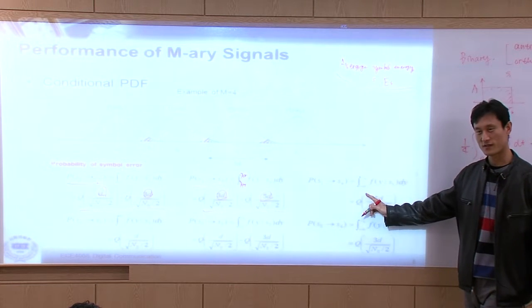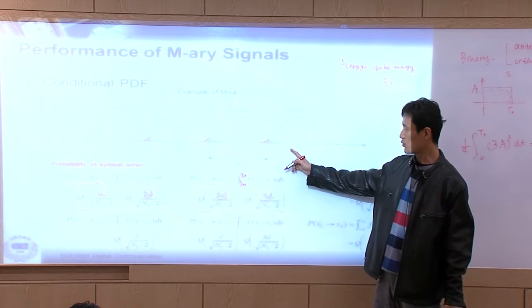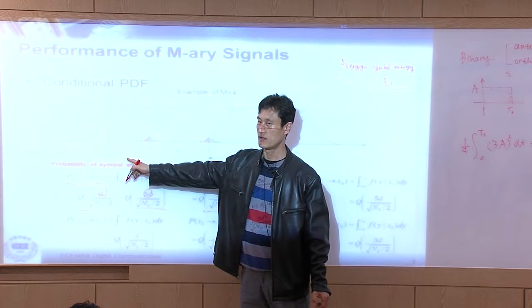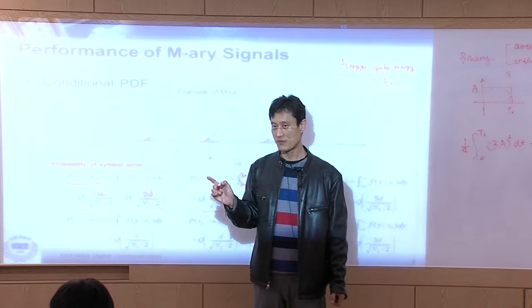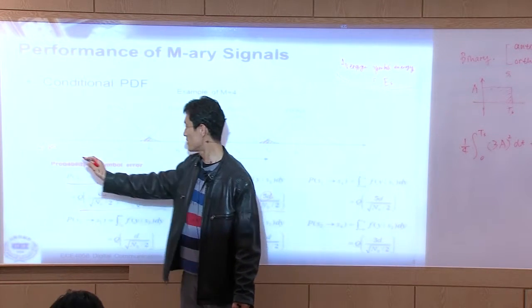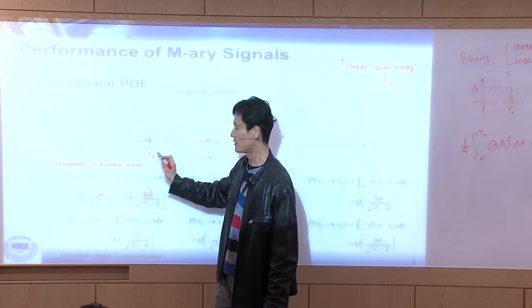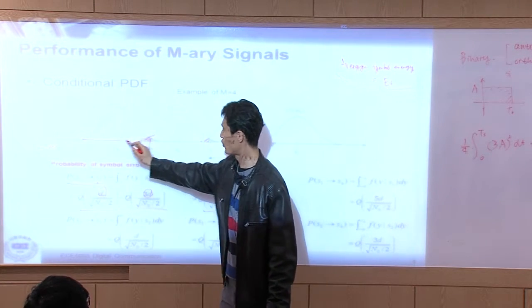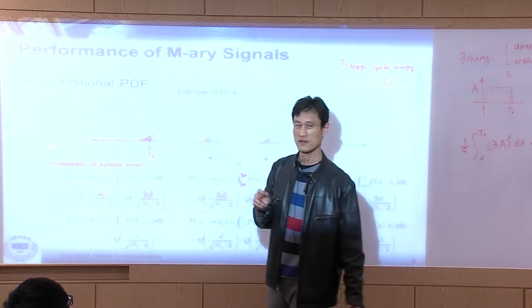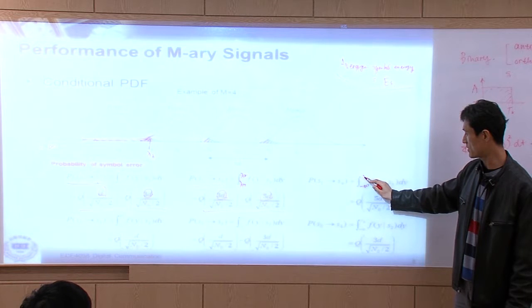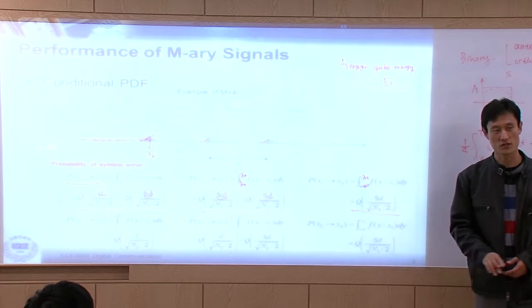What about this one? S1 is transmitted, but you receive S4. In that case, what is the region for S4? S4 has the region minus infinity to this. So in this case, it's going to be just one Q function, right? Just one. Minus infinity to lambda 3. So it's just one Q function.